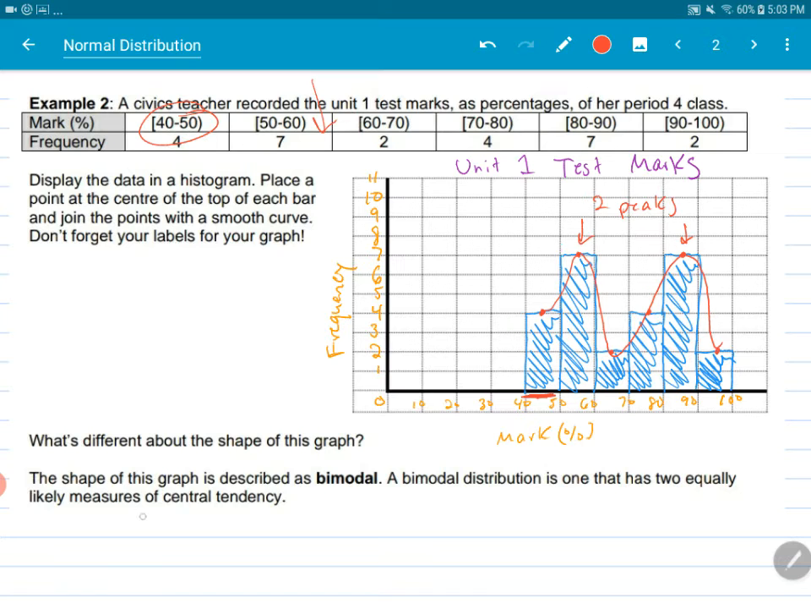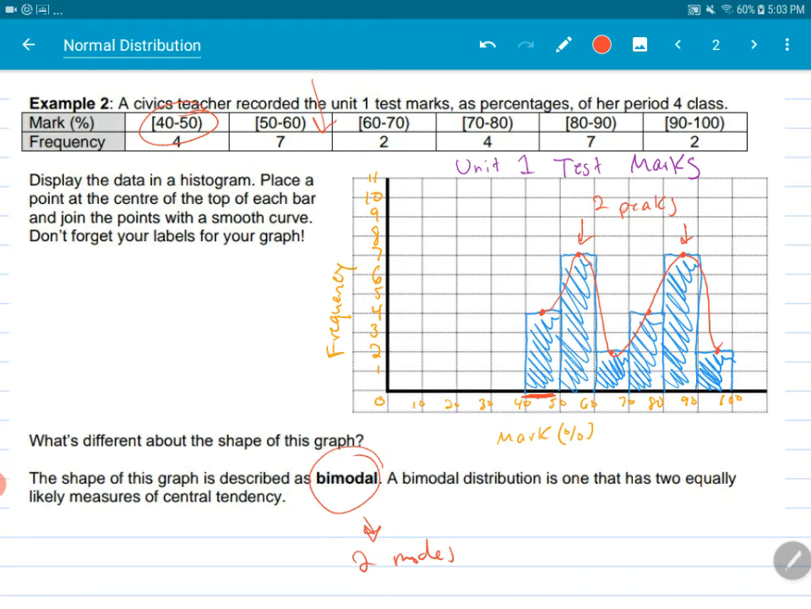The shape of this graph is described as bimodal. It means it has two equally likely measures of central tendency. Basically it means that there are two modes, two intervals that have the most number of, or the higher frequency. So this type of graph here, if you ever see a graph with two peaks and you have to identify it, the word that you want to use is bimodal.